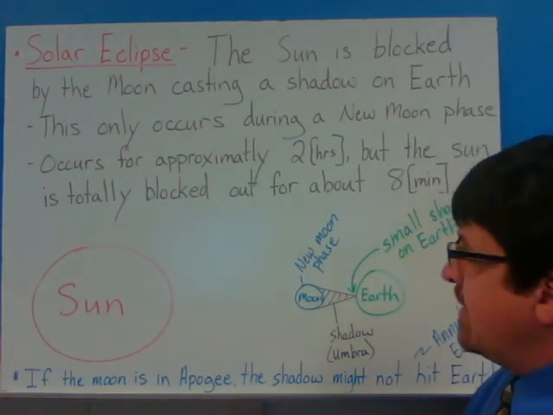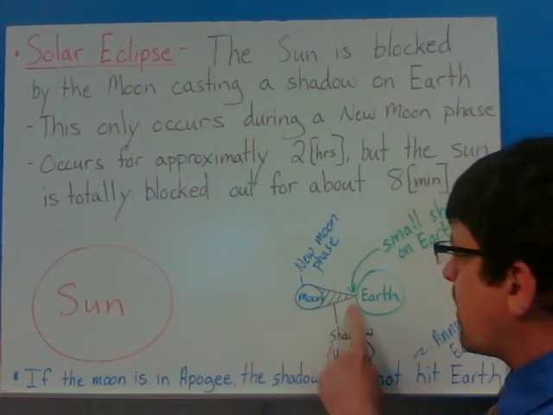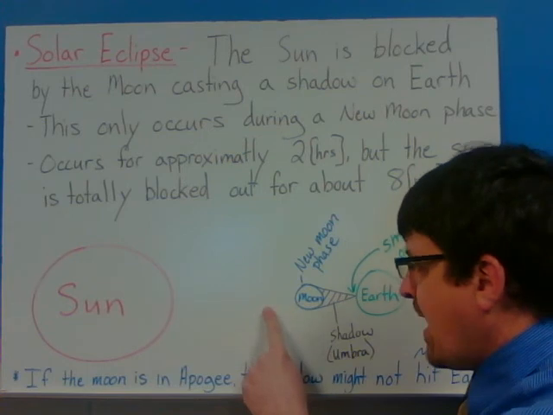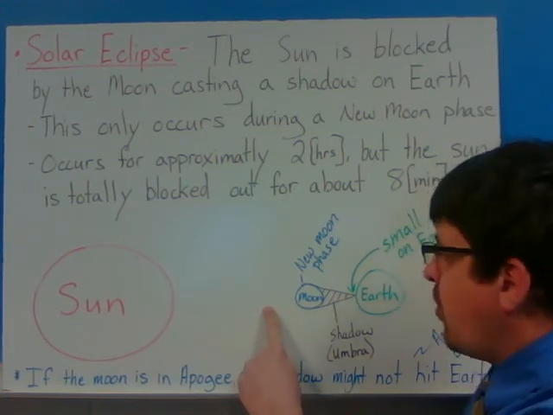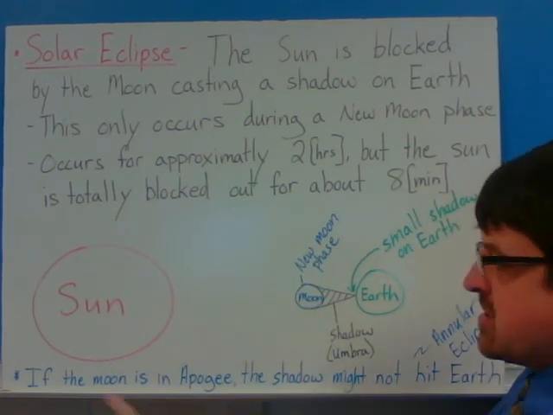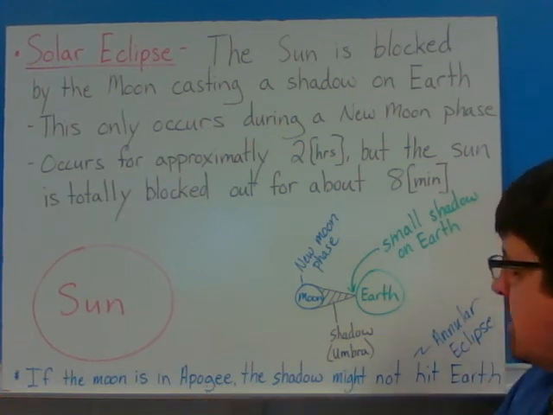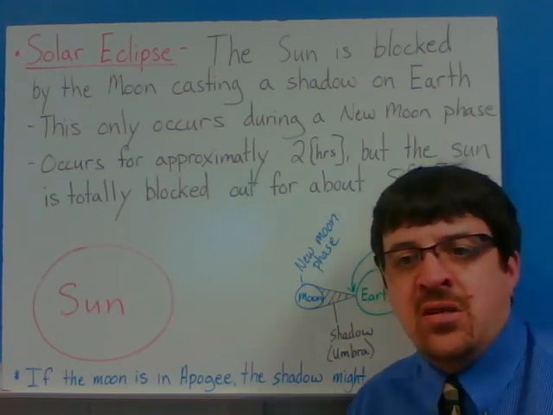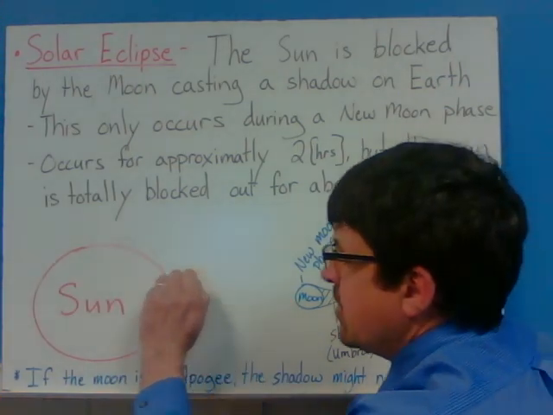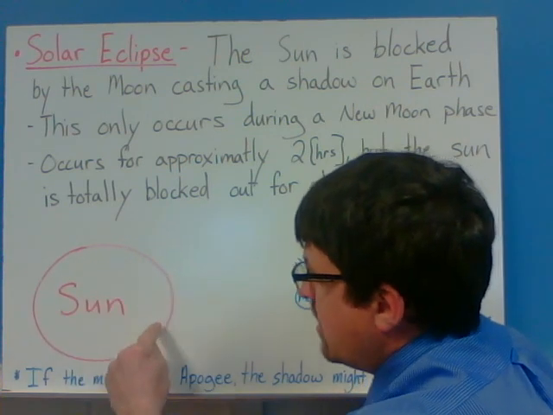And again, because the moon can be farther away or closer, if it's closer, you get a bigger shadow on the Earth. If the moon is farther away, at apogee, then the shadow might not even reach the Earth. And what we call that is an annular eclipse. What happens is you have the entire sun, the whole ball of the sun, but if I use my hand here, the moon goes in front of it, but you can still see the outer edges of the sun around the moon.